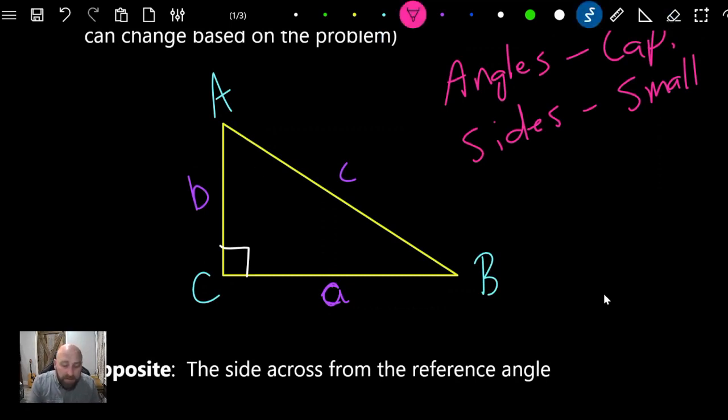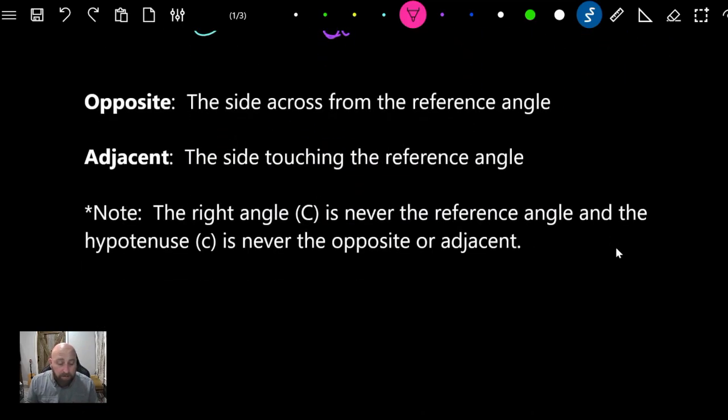So let's go through this one more time. Let's switch this down here. Now B is the reference angle. What is the opposite for B? The opposite is going to be little b, and the adjacent is going to be A in that case. All right, so make sure that you remember which one's the opposite, which one's the adjacent. Very important as you're trying to locate different things in the right triangle.